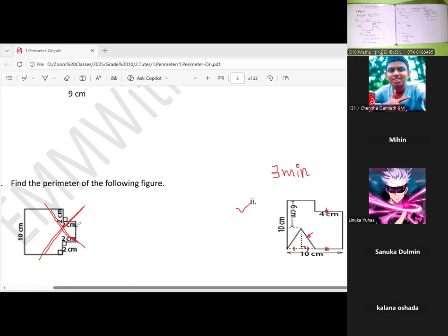So this one is part easy, and you have to apply some theorem as well in order to find the length of this triangle. Length of the hypotenuse of this triangle. Right? One of the lessons from your grade 9, right? Okay.